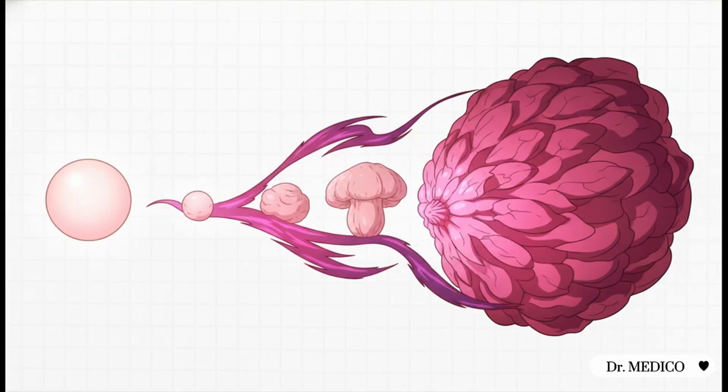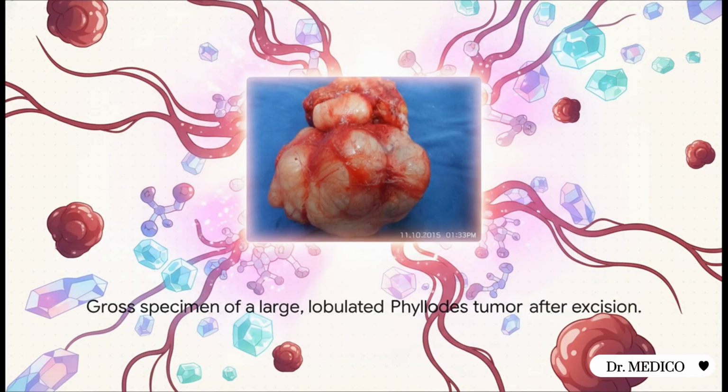Now, for a really fascinating tumor. It starts off looking like a benign fibroadenoma, but it has the potential to grow to an absolutely massive size and even behave malignantly. Just look at the sheer size of this gross specimen. They're called giant fibroadenomas for a reason.